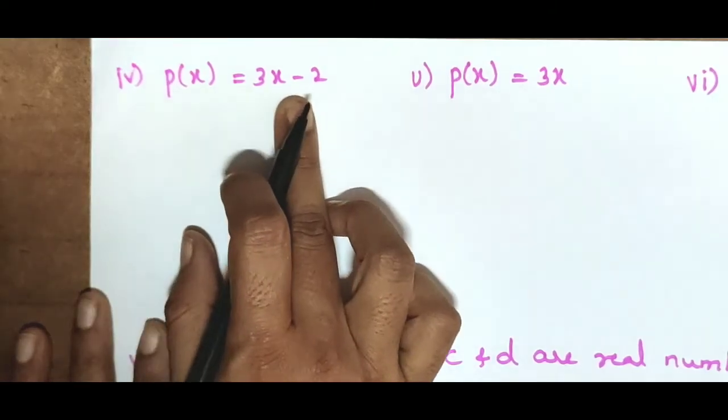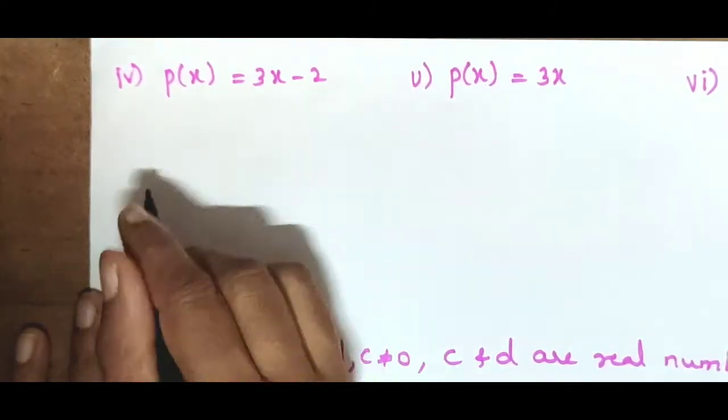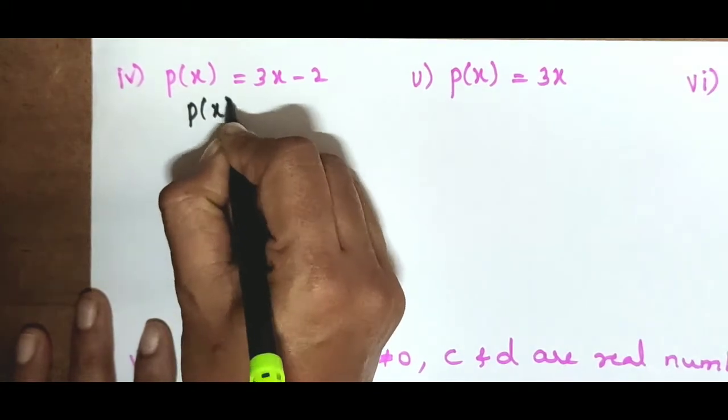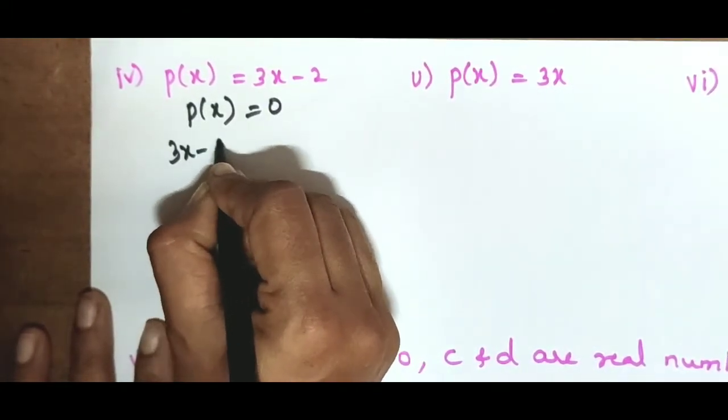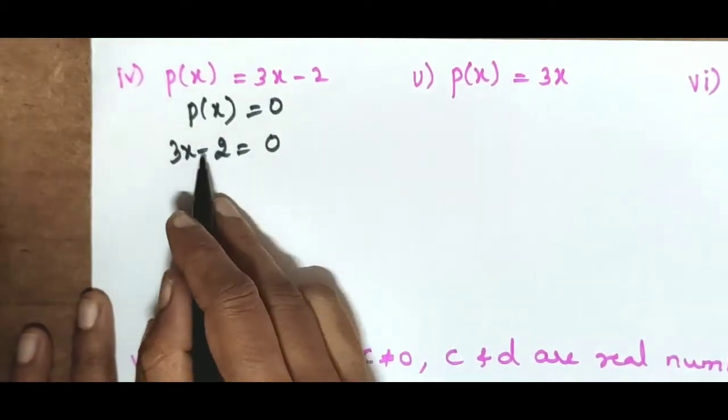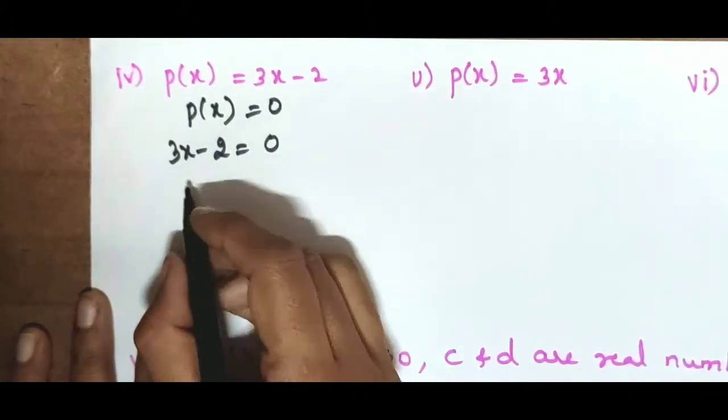Next question. P of x is equal to 3x minus 2. What is our first step? P of x is equal to 0. Take 0 and substitute it: 3x minus 2 is equal to 0. Here we have to find the x value. Take minus 2 to this side.